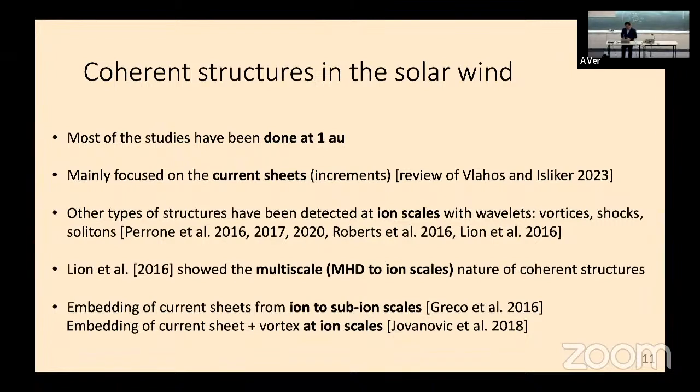Another interesting point of research is that coherent structures can be of different sizes. There are studies investigating the embedding of small scale, sub-ion scale structures, namely current sheets in this case, the article of Greco, and also a paper analyzing an ion scale vortex embedded in a current sheet, the paper of Chiappa.